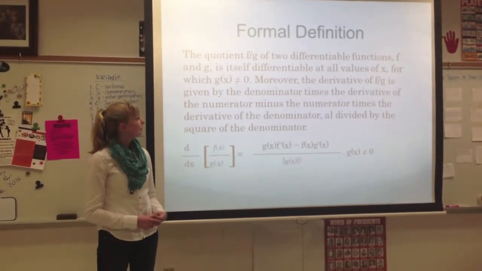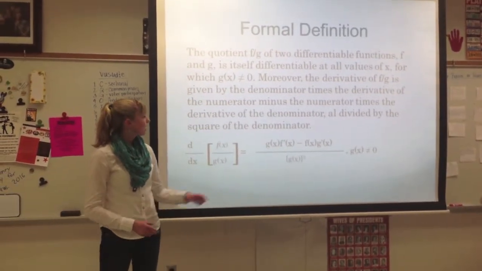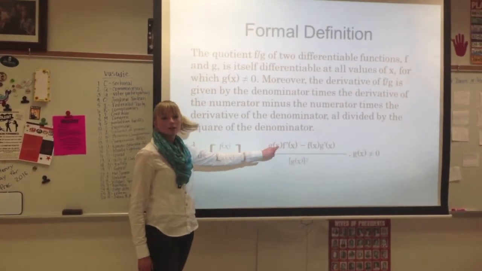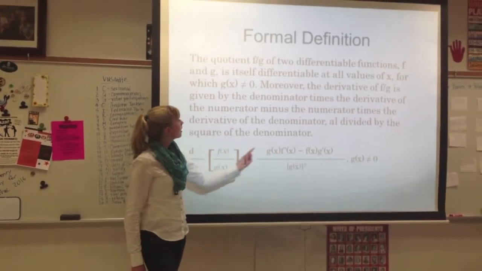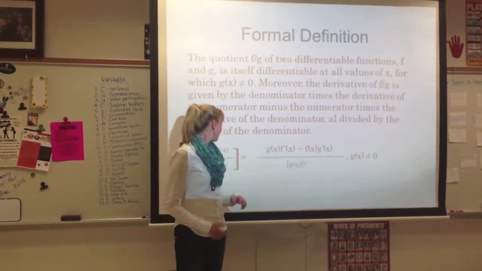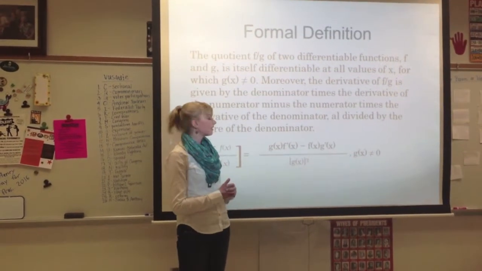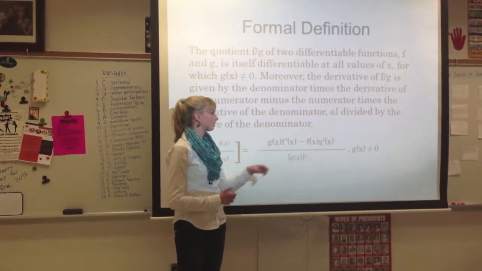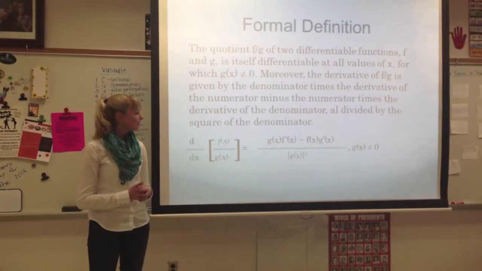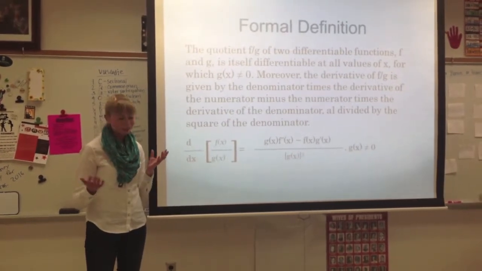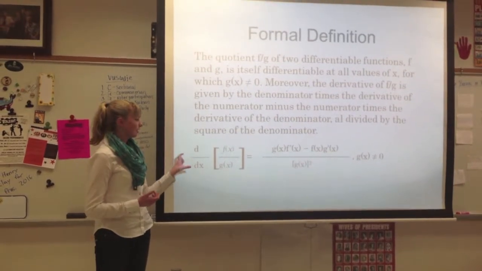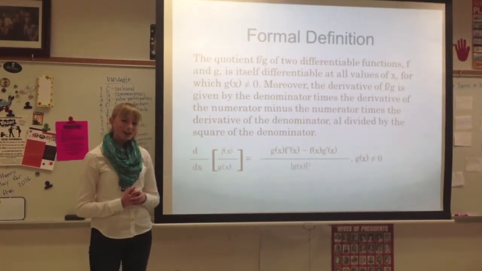Moreover, the derivative of f over g is given by the denominator, g of x, times the derivative of the numerator, the derivative of f of x, minus the numerator, f of x, times the derivative of the denominator, the derivative of g of x, all over your denominator squared. And as you can see, g of x still can't equal 0, because you can't have a 0 in your denominator. So that's the definition written out in words, and this is how you would see it written out mathematically.